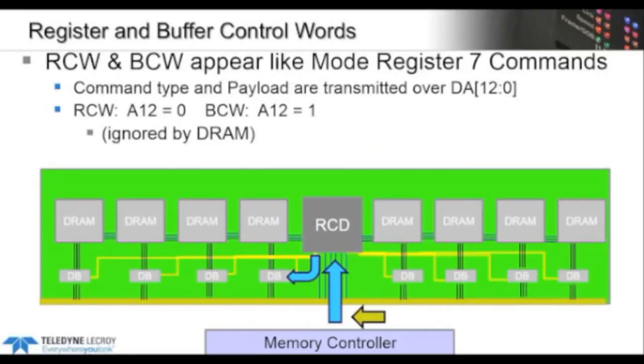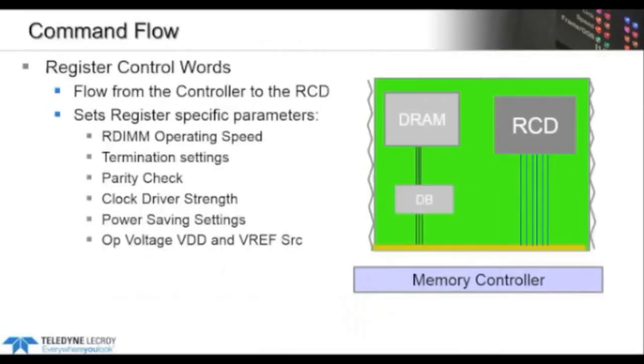It's monitoring the command and the control lines, so we can see your standard commands. We can see all your buffer commands with the analyzer. Let's stay with the register commands for a second. Again, they flow from the controller to the RCD. These are usually the first commands on the bus at power on. They're used to configure the register. We can set things like the input bus termination and parity checking.